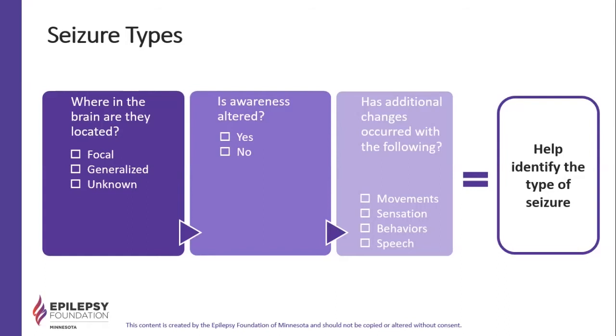Or is it occurring across both hemispheres of their brain, and all of their brain is involved, which would be called a generalized situation? Or is it hard to tell? Do they have to do further testing to determine whether it's focal or generalized? Because sometimes they need to put the type into the unknown category until they've had the opportunity to do the advanced testing and really try to pinpoint where it's coming from.